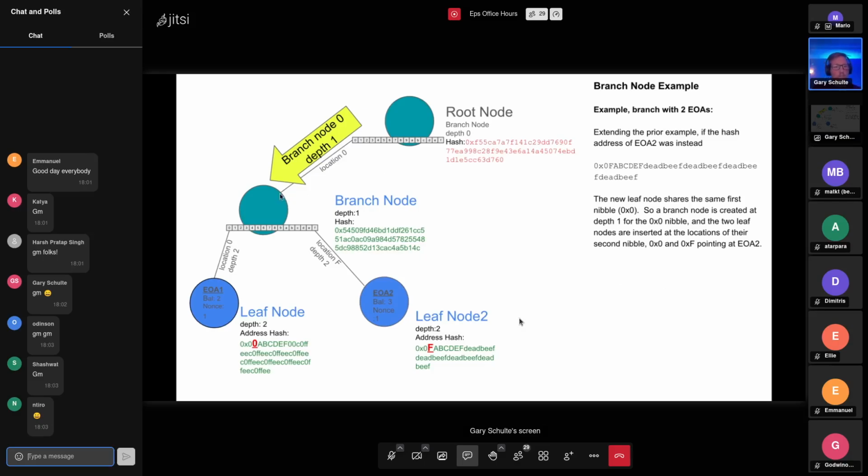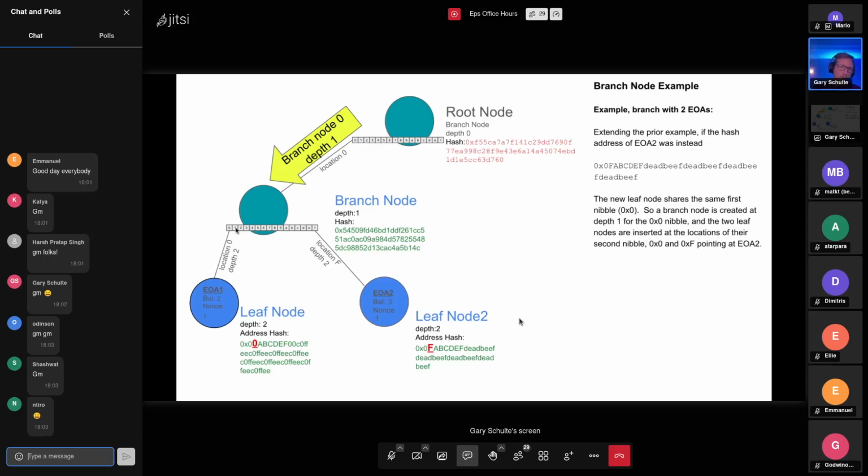So when we insert EOA 1 and 2 at the next depth, we check their next nibble. EOA 1's second nibble is 0, and EOA 2's second nibble is F. So there's no conflict there. We can now just directly take the hash of this leaf node and insert it into the 0 position of this branch node's array of child hashes. And same over here, we take the hash of this leaf node, this account value, and put it into the F location of this branch node.